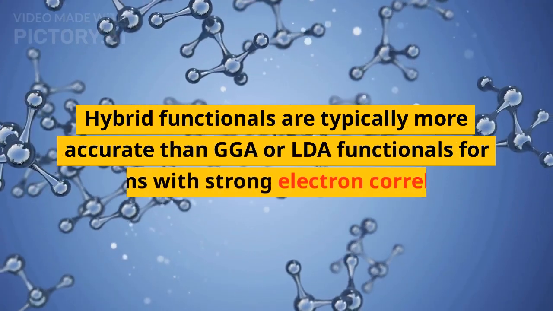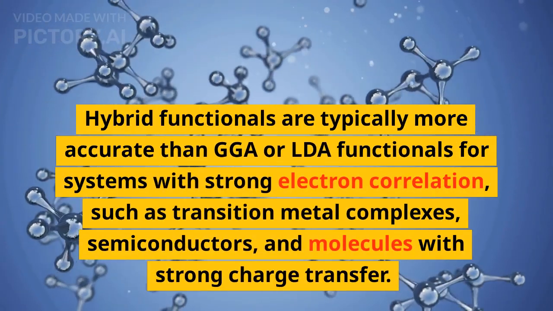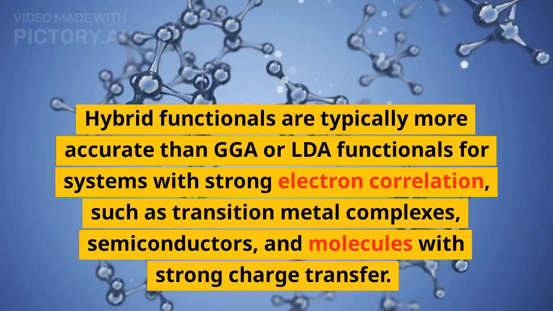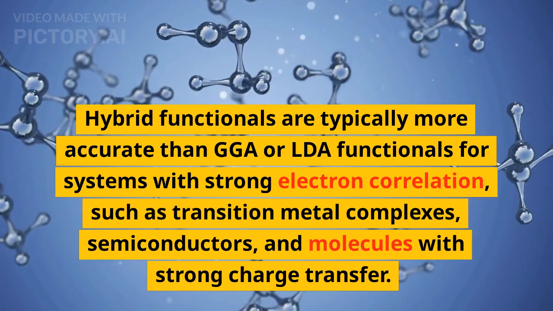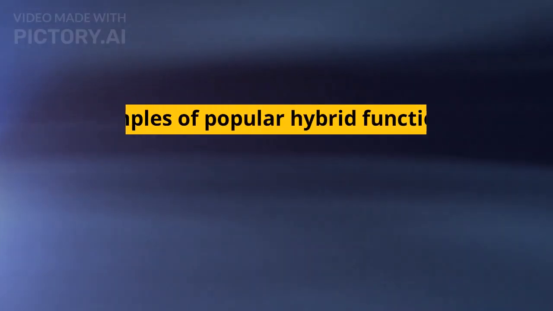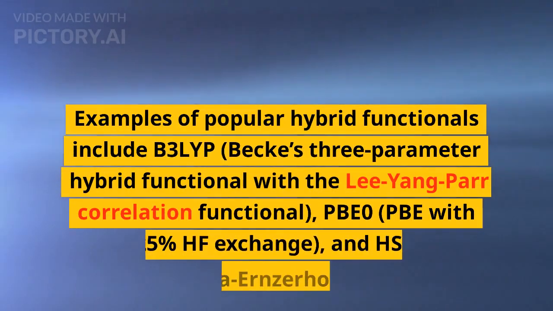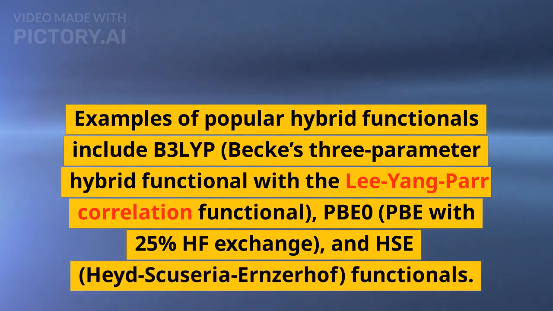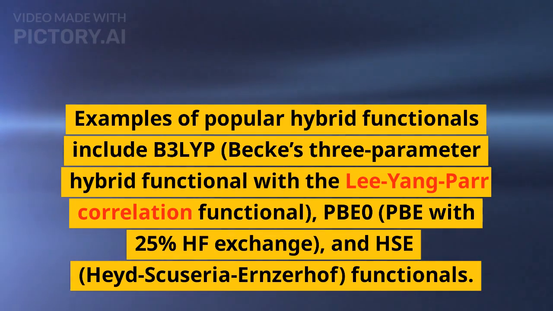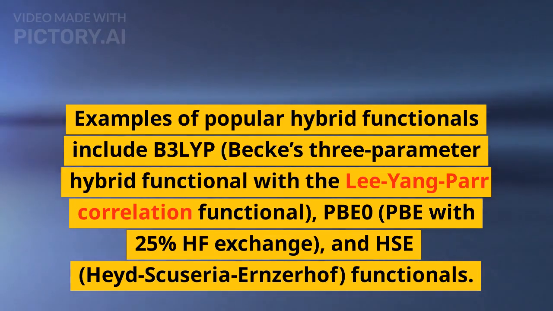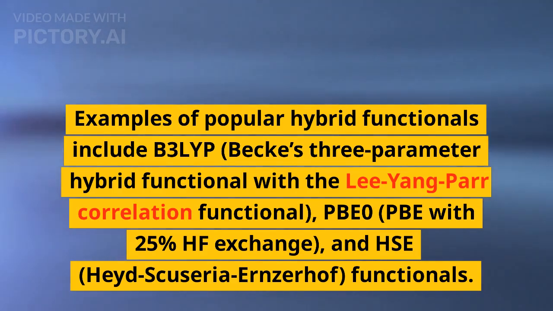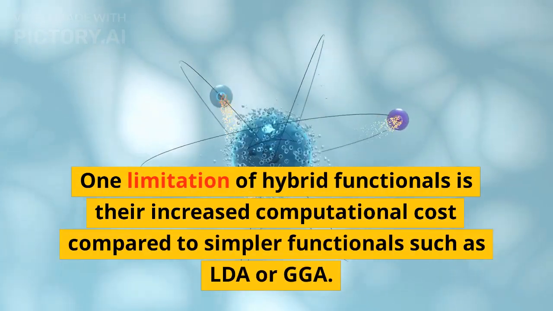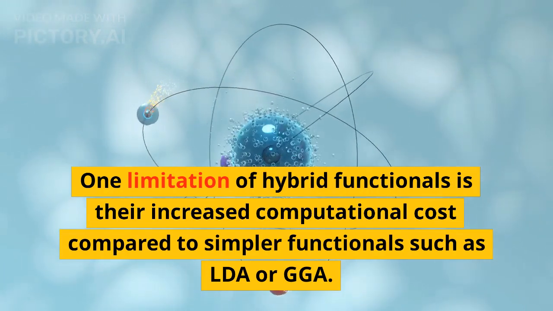Hybrid functionals are typically more accurate than GGA or LDA functionals for systems with strong electron correlation, such as transition metal complexes, semiconductors, and molecules with strong charge transfer. Examples of popular hybrid functionals include B3LYP, Becke's three-parameter hybrid functional with a Lee-Yang-Parr correlation functional, PBE0, PBE with 25% HF exchange, and HSE, Heyd-Scuseria-Ernzerhof, functionals. One limitation of hybrid functionals is their increased computational cost compared to simpler functionals such as LDA or GGA.